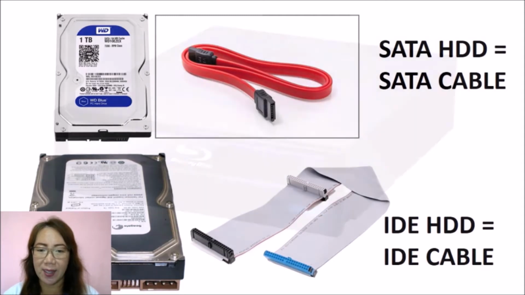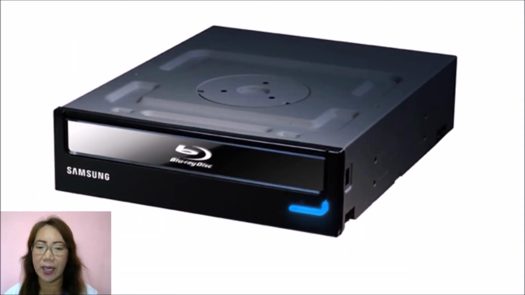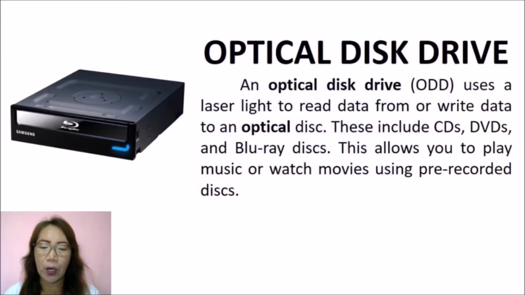Okay, next. What do you call that one? Very familiar, right? That is your optical disk drive. What is the function of your optical disk drive or ODD? It uses a laser light to read data from or write data to an optical disk. This includes CDs, DVDs, and Blu-ray discs. This allows you to play music or watch movies using pre-recorded discs.